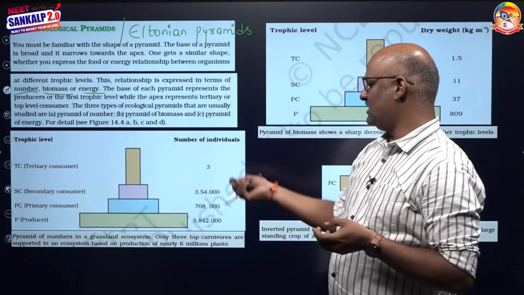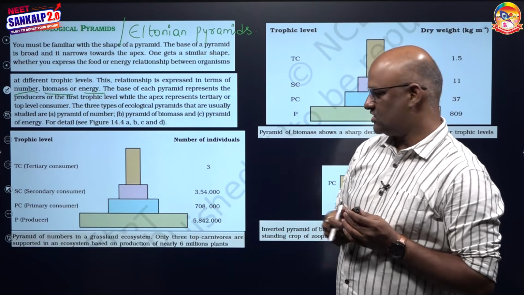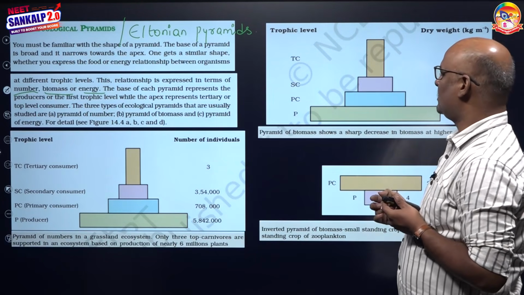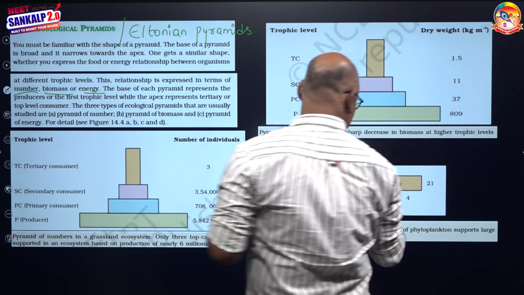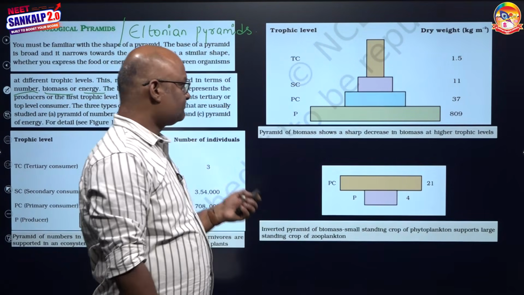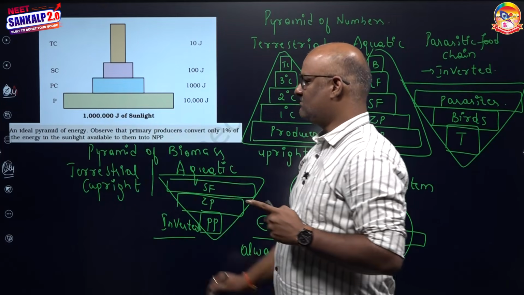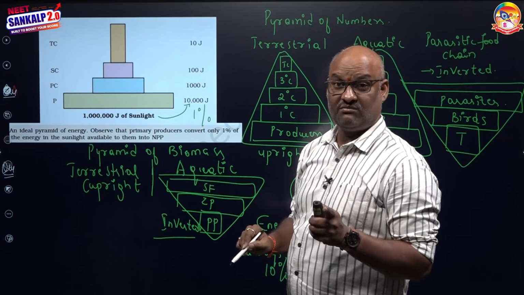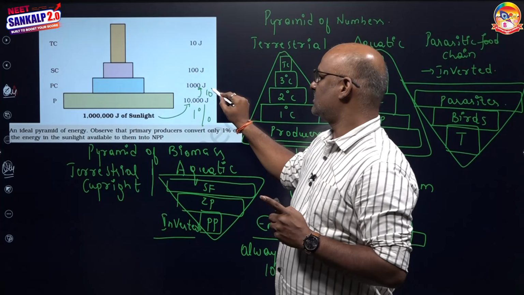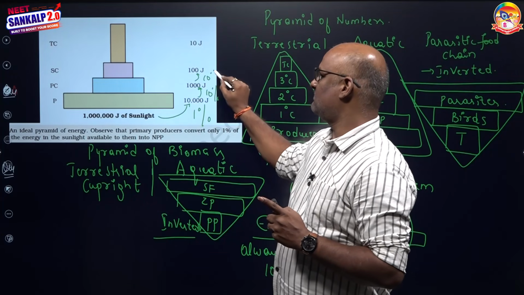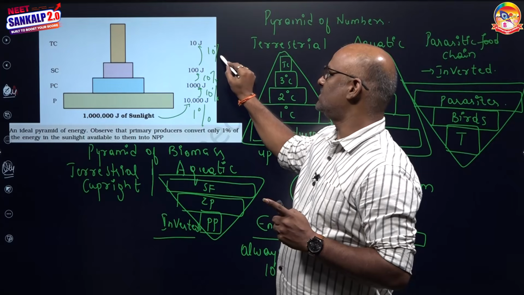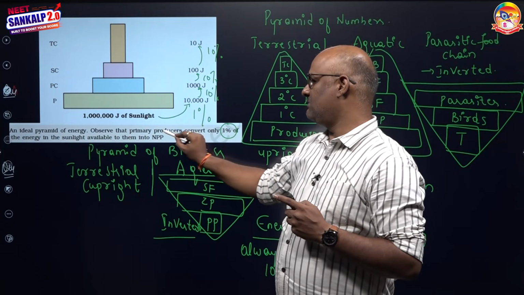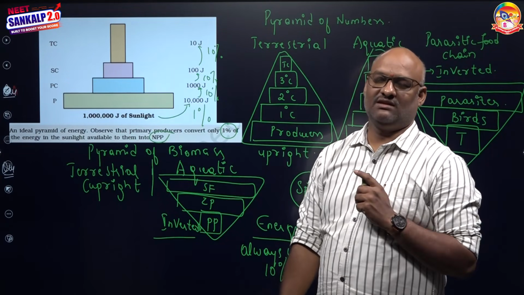These pyramids are shown in the pictures in your NCERT textbook. This is the number for terrestrial ecosystem, it keeps on decreasing, and this is biomass for terrestrial ecosystem, it keeps on decreasing, and this is biomass for aquatic ecosystem, it keeps on increasing, and this is the pyramid of energy for terrestrial ecosystem. Of 1 lakh joules of energy reaching the producers, it is around 1%, very important, 1%. From here it is 10%. So only 1% of ISR is taken by the plants, and 10% is transferred to the next level. So only 1% of energy is converted to GPP and finally to NPP in the pyramid of energy.